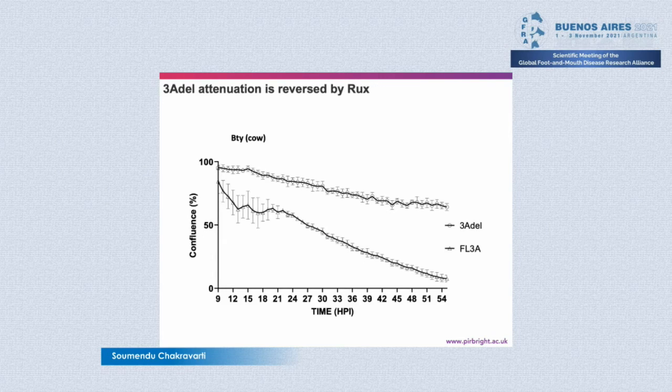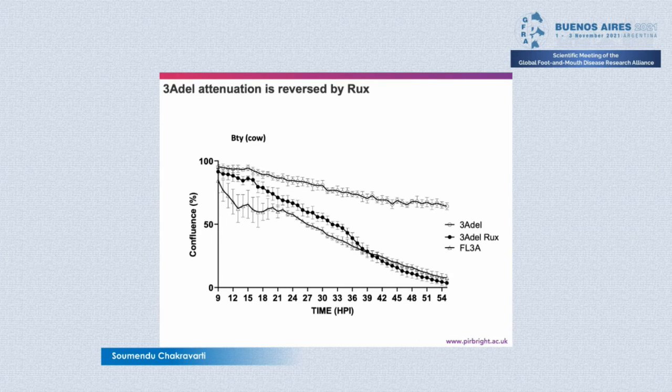So we then performed a cell killing curve of the 3A deleted virus and the full-length 3A virus in the BTY cells. The progression of CPE was observed by the reduction in the cell confluence over time in a live cell imager, the IncuCyte. The full-length virus achieved complete CPE by the end of the experiment, whereas the 3A deleted virus hardly reached full CPE. But on addition of Rux, the 3A deleted virus also progressed to complete CPE by the end of the experiment.